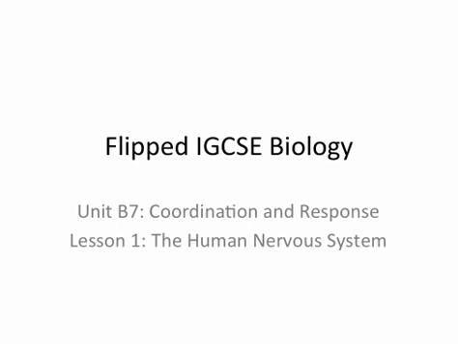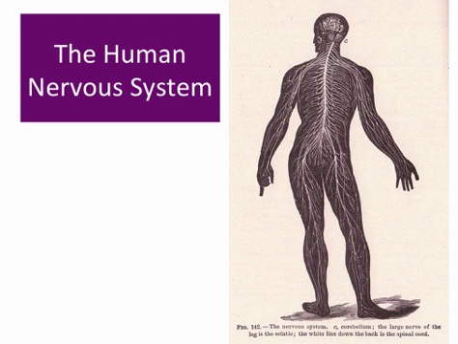Hello and welcome to Flipped IGCSE Biology, Unit B7, Coordination and Response, Lesson 1, the Human Nervous System. So here we've got a lovely old picture of the human nervous system. There are two main components.